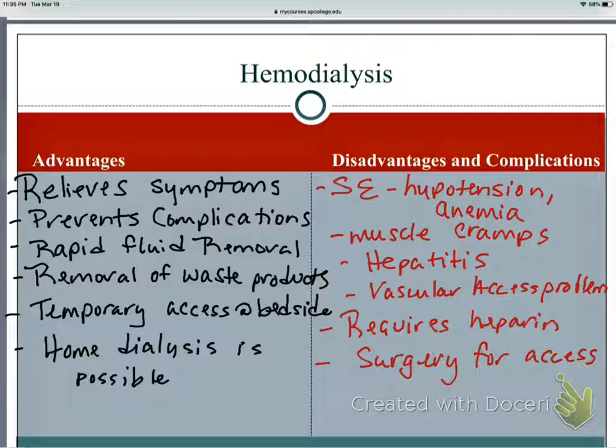So we have to make sure we have a good amount of platelets, right? We have to be really careful if our patient starts getting that HIT, heparin-induced thrombocytopenia. Some patients do get that, so we just have to be watchful. And again, we have surgery for vascular access. Even if it's a temporary catheter, it's still a procedure. So again, with all those complications, we need to have strict, sterile, aseptic technique.